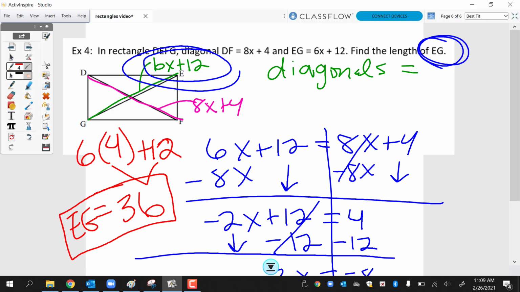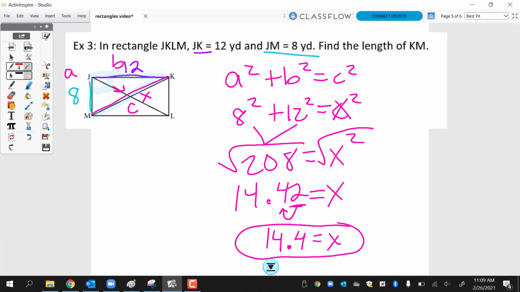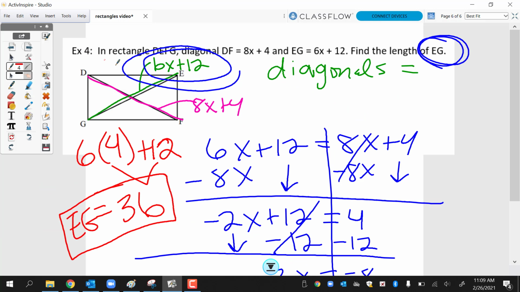Make sure you get to the questions on the angles. Those are probably going to be the hardest ones on the formative. The ones on Pythagorean theorem and on diagonals should be pretty easy for you to do. So make sure you get to some on the angles, but you guys can go ahead and get started on the practice.